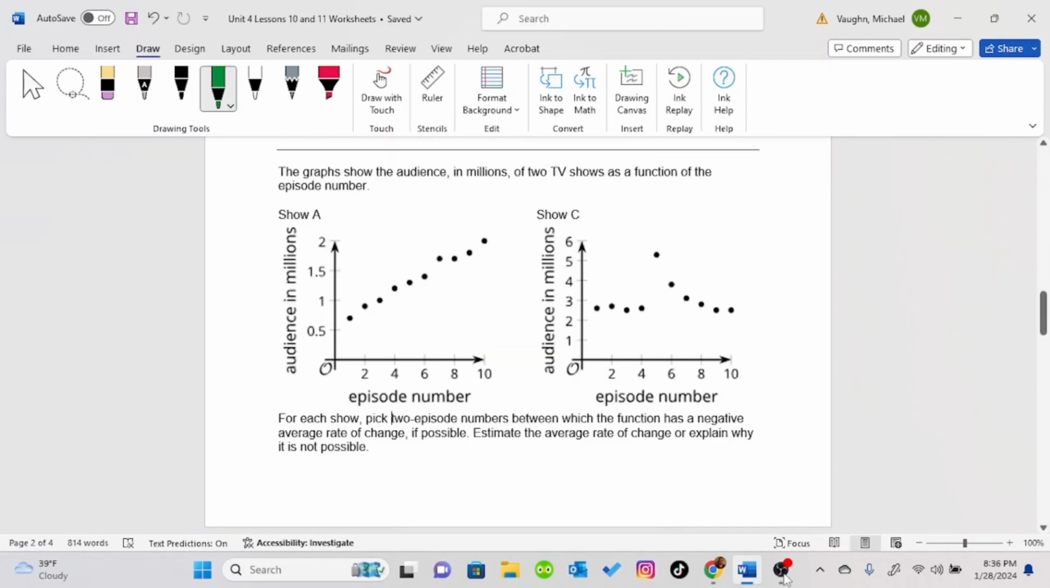The graphs show the audience in millions of 2 TV shows as a function of the episode number. For each show, pick 2 episode numbers between which the function has a negative average rate of change, if possible. Estimate the average rate of change or explain why it is not possible. So we have show A and show C.